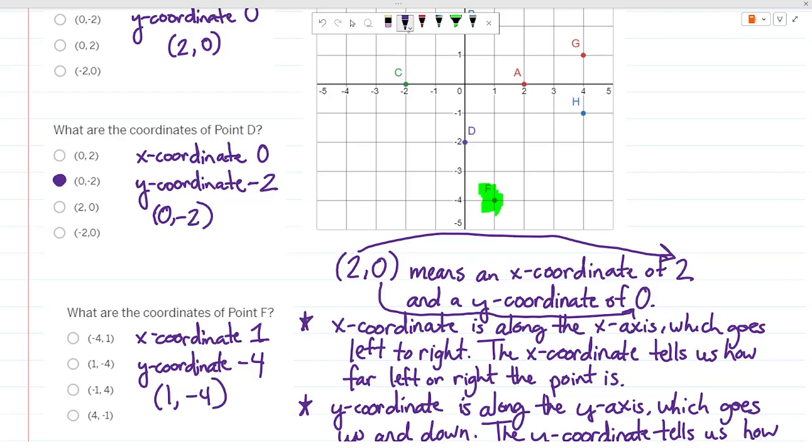So find that in your list. Make sure you read them carefully. In my list, it's the second option. You'll get some more practice on this on the next slide, and then you'll have a mastery check over coordinates.